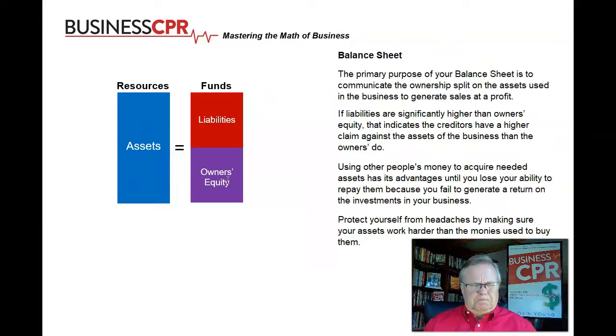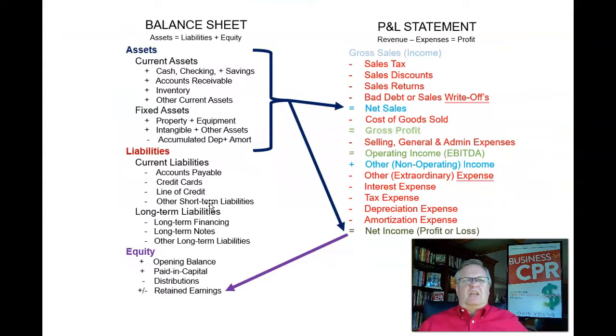But the point is, everybody expects some return. Your debt holders expect you to repay them plus interest. Your investors expect you to repay their investment with returns. The point is, if you fail to generate more out of your assets than what people have tied up in your business, you're going to have a lot of headaches. And so you protect yourself from headaches by making sure your assets are working harder than your liabilities and owner's equity. So let's appreciate this by looking at the P&L statement and the balance sheet.